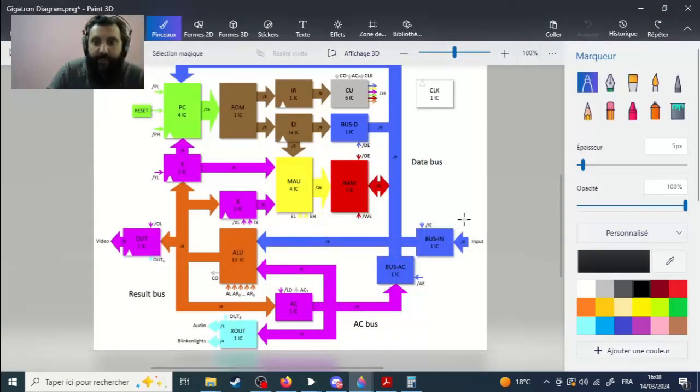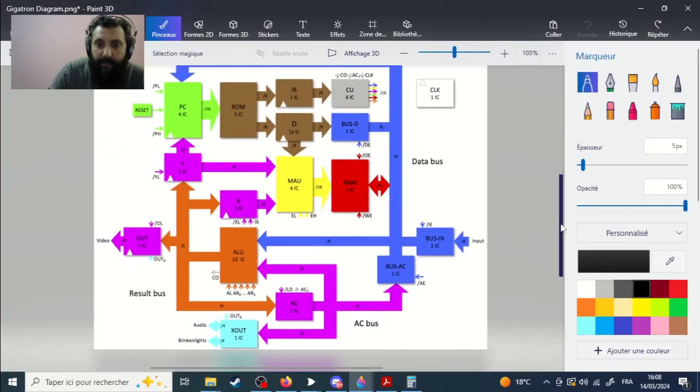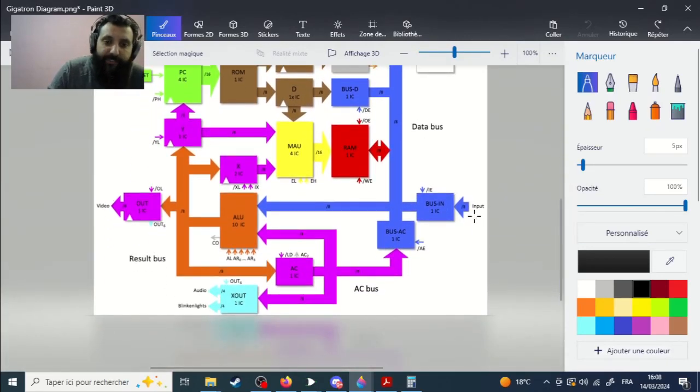Do you have questions? This is important. I know it's not easy. I didn't explain the details yet. We have to explain the details the next time, inshallah. But this is an overview of all the parts of the data path.